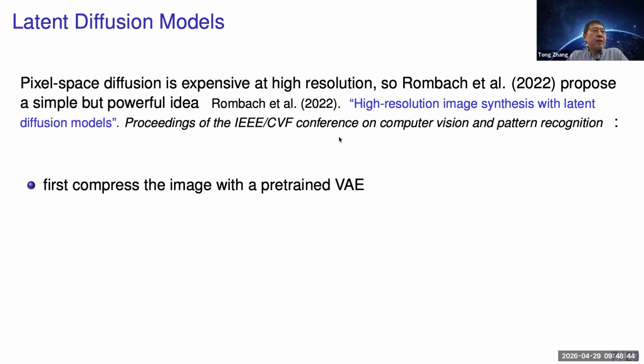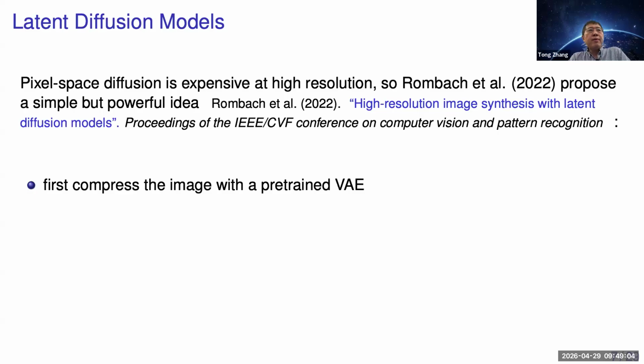So first, compress the image with a pre-trained VAE. This VAE is slightly different from the VAE we talked about. In the VAE we talked about, we compress an image to a vector, right? This one compresses an image to a smaller image. So this is basically what it is.